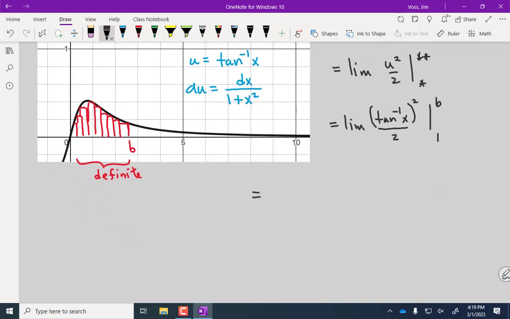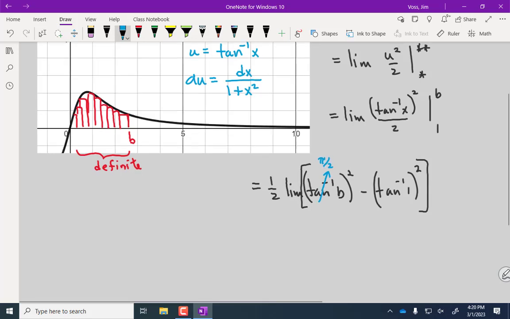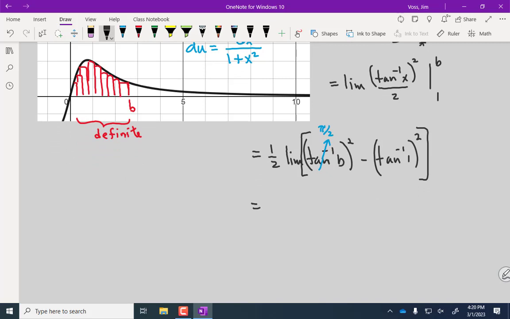So this will give us 1/2 all the way out in front, limit arc tangent of b quantity squared minus arc tangent of 1 quantity squared. Arctan of b goes to, where does arctan of b go? Pi over 2, as b goes to infinity. So we will end up with 1/2 multiplied by pi over 2 quantity squared, so that's pi squared over 4.